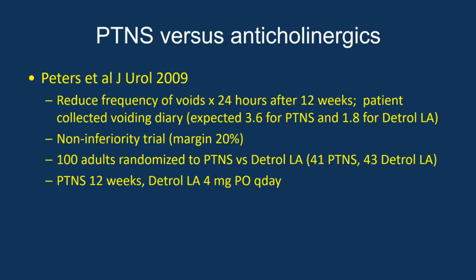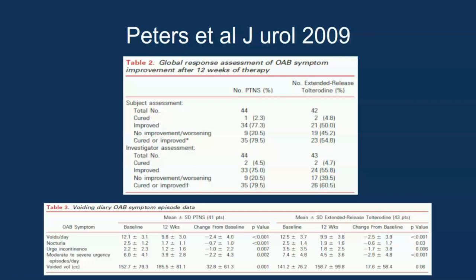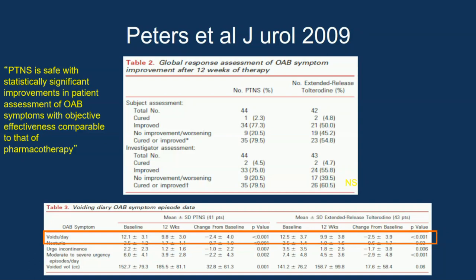So some of the comparative data as well, Ken had done another study looking at this, and this is PTNS versus anticholinergics, comparing it to tolterodine or Detrol 4 milligrams a day. And when they did that, they also showed improvements in both groups, and really not a whole lot of difference, maybe a slight improvement in the tibial nerve over the tolterodine, but not anything dramatically different. So it was really fairly comparable to that of pharmacotherapy.